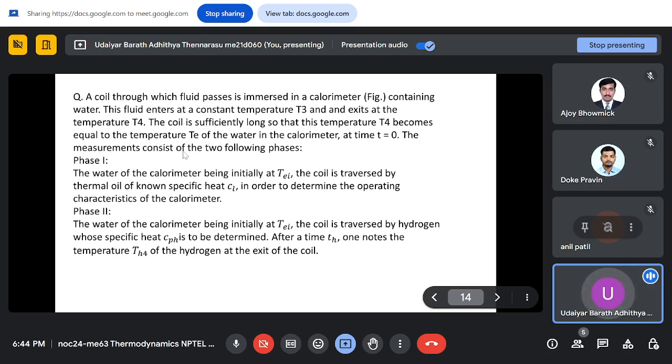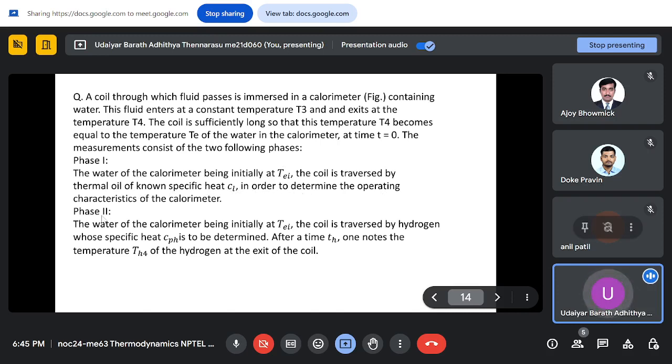So the measurement consists of the following phases. Phase 1 is the water of the calorimeter being initially at TEI. The coil is traversed by thermal oil of known specific heat. So we know the specific heat of the oil, given by CL, in order to determine the operating characteristics of the calorimeter.